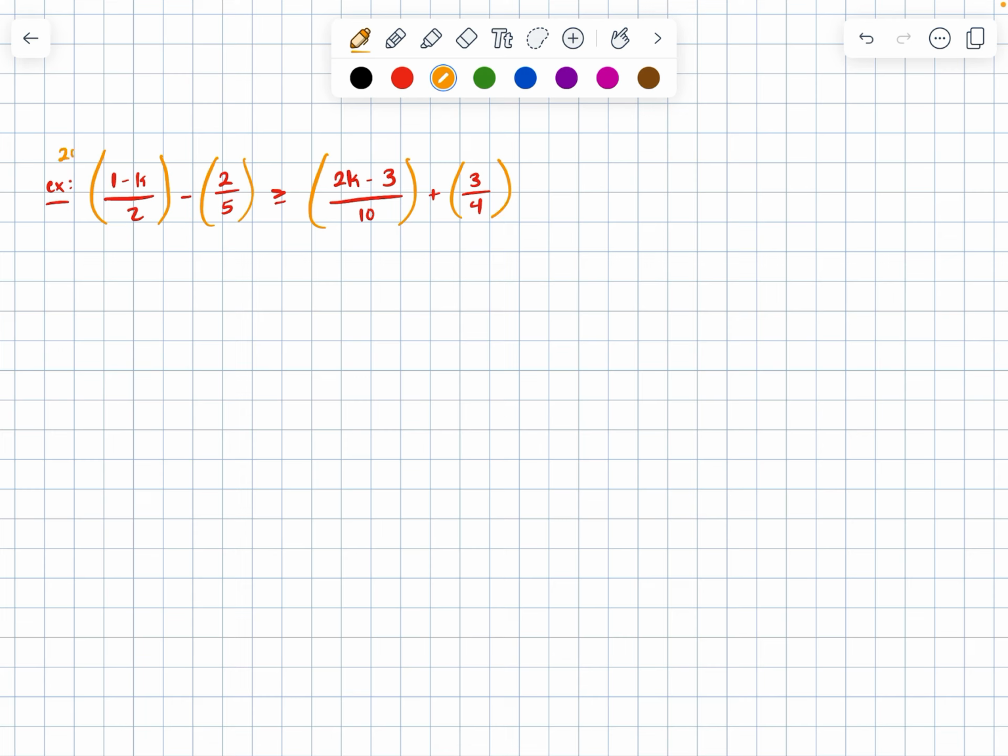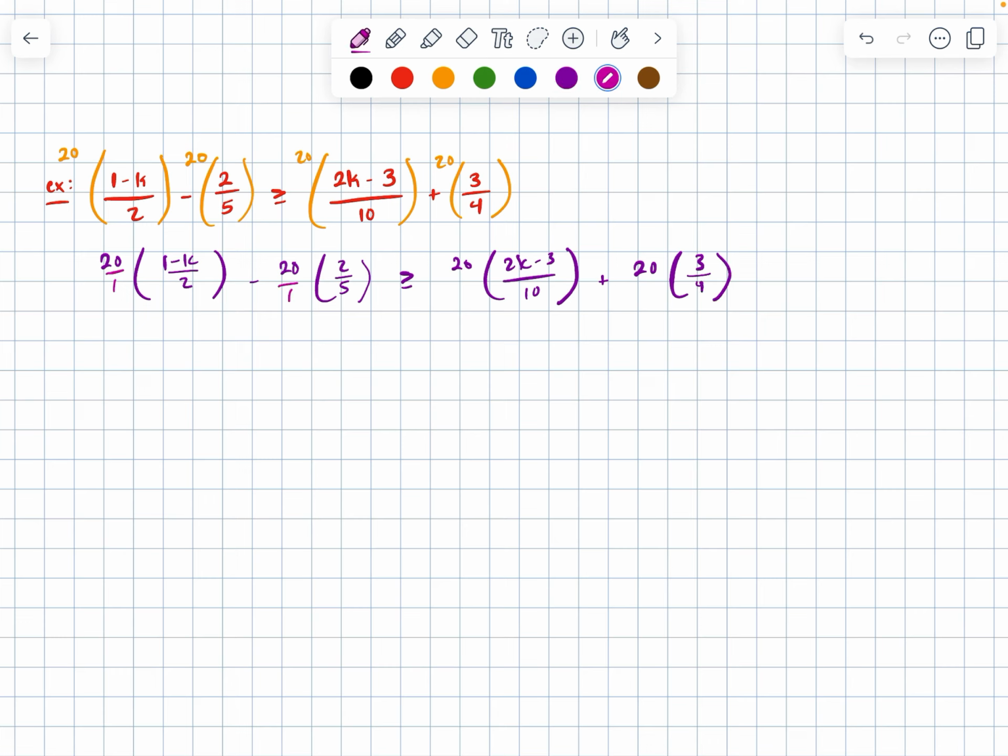Hopefully you figured it out. 2, 5, 10, and 4 all multiply to 20. So I'm going to multiply all of my fractions by 20. 1 minus k over 2. I'll just write it out. So I've got 20 times 1 minus k over 2 minus 20 times 2 over 5, which is greater than or equal to 20 times 2k minus 3 over 10 plus 20 times 3 over 4.